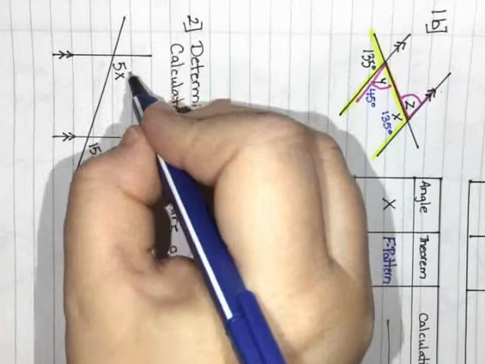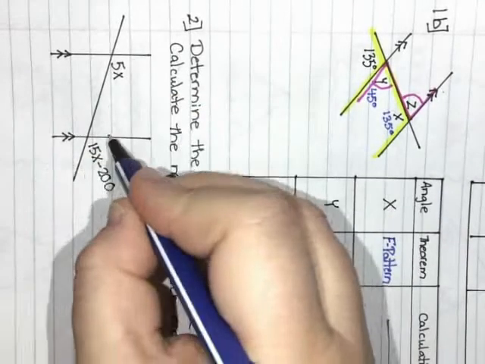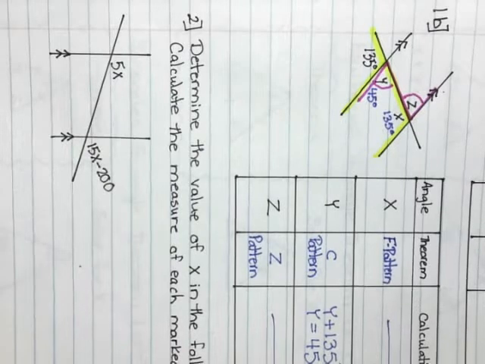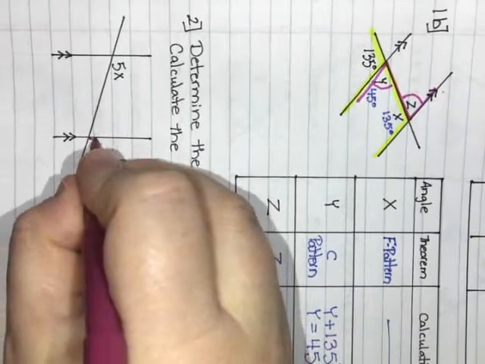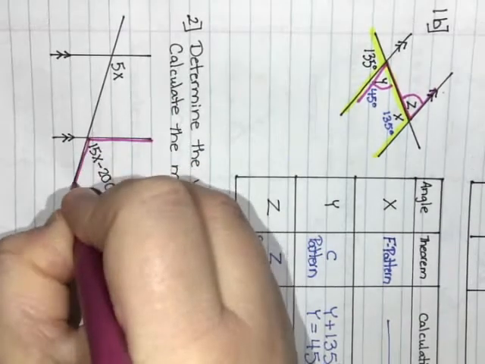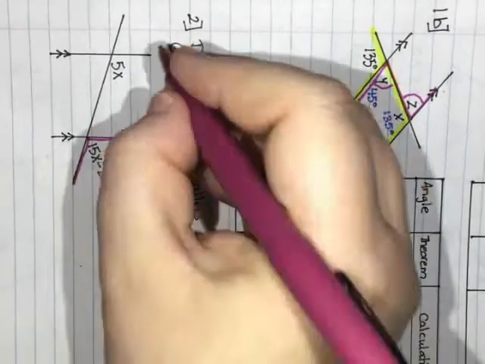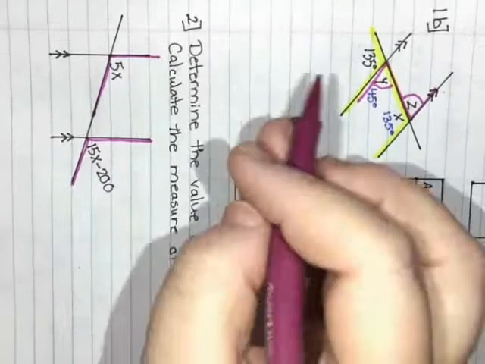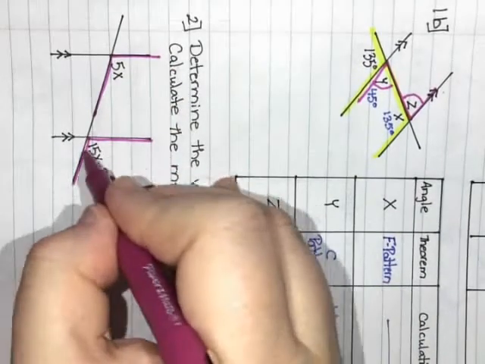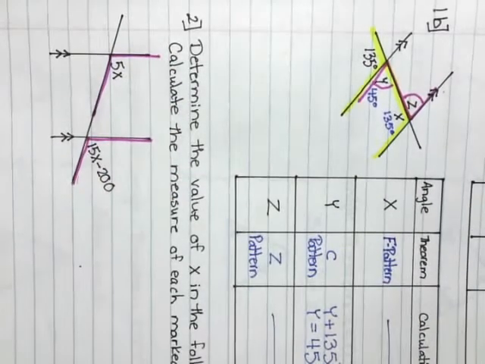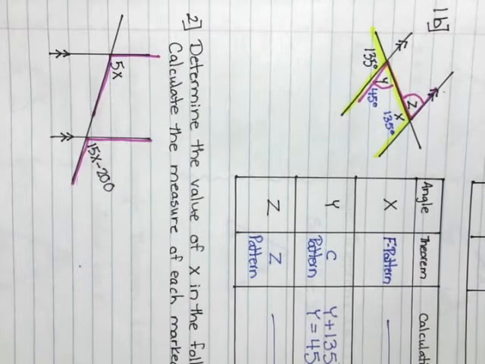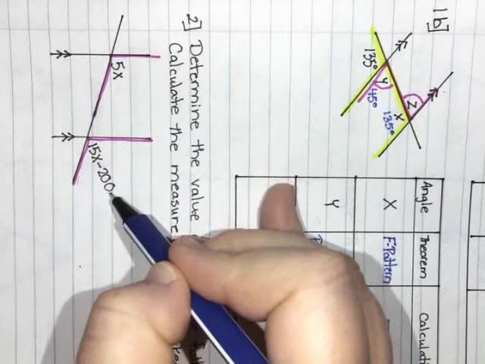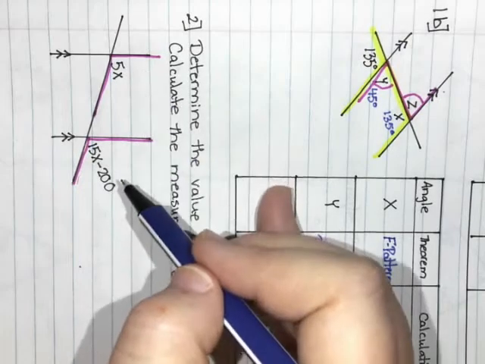And then I have this angle here up top, and I have this angle here down on the bottom. So I notice that one of the two angles is outside of the parallel lines, and the other one is on the inside of the parallel lines, and together they make the letter F. Now in F pattern, the angles are equal. So that means that 5x and 15x minus 200 are equal.